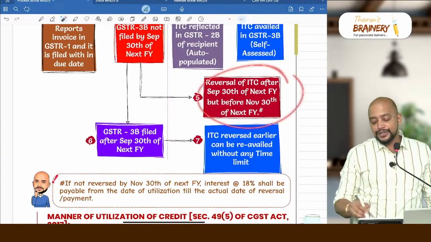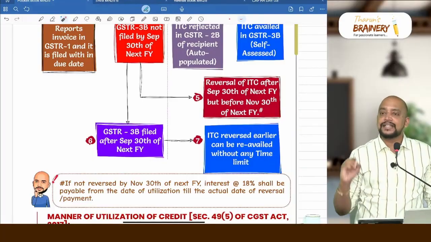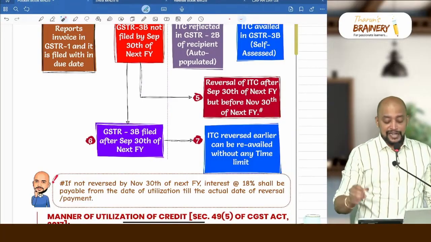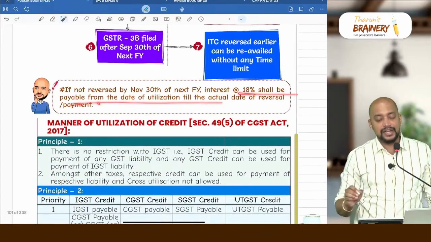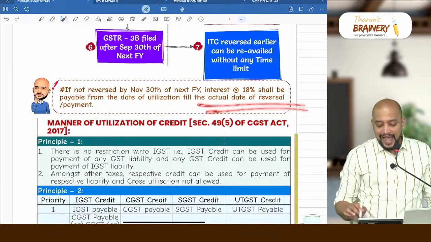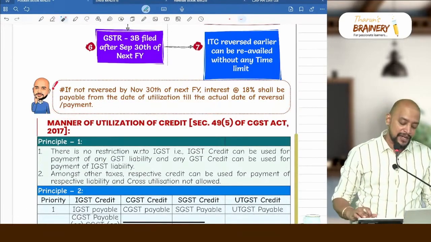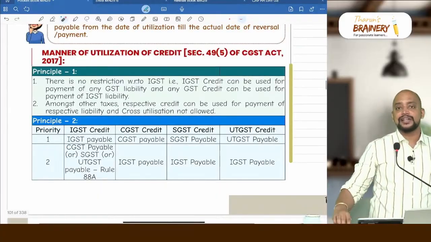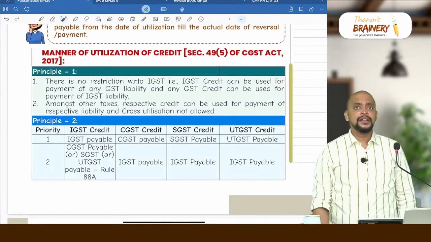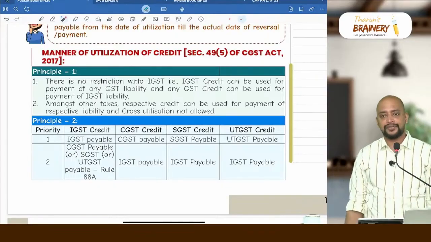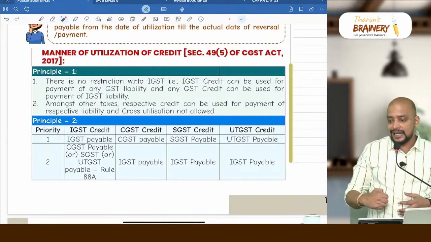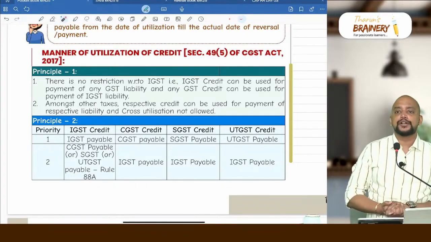And here, suppose the recipient is not reversing the ITC by November 30th, what will happen? They need to pay interest. So interest at 18% shall be payable from the date of utilization till the actual date of reversal or payment. Then what is the manner of utilization of credit? So far what we saw is availment of ITC. Now we are looking into utilization of ITC. First we have taken the ITC, but there are some restrictions with respect to utilization.